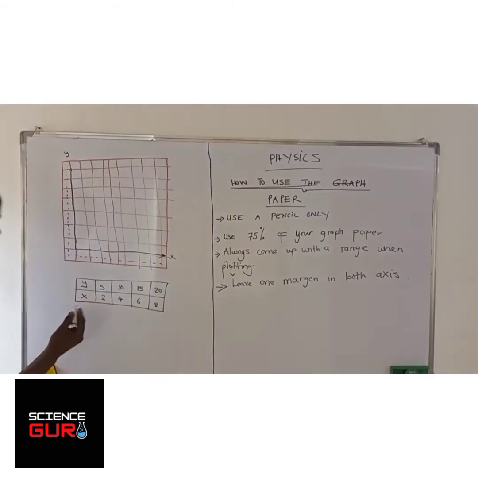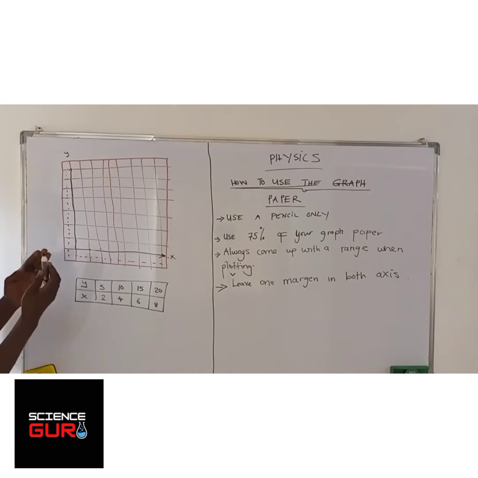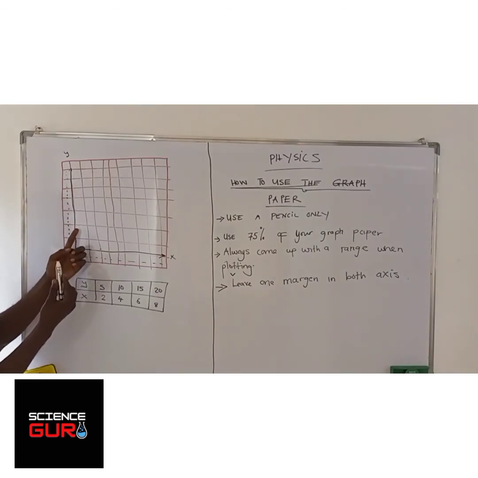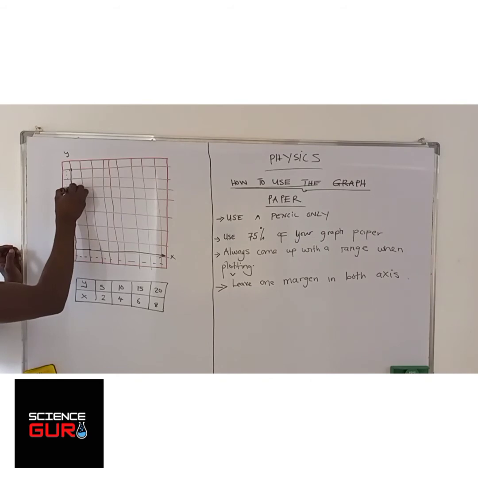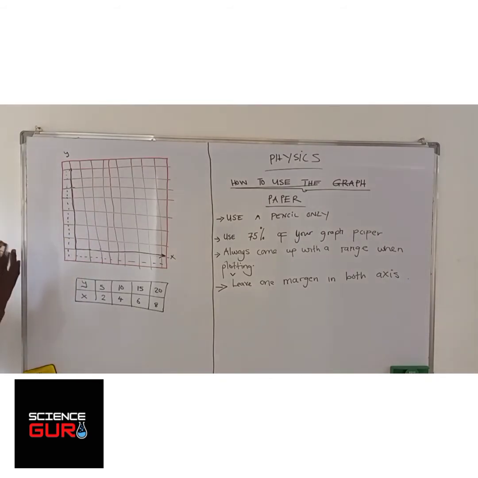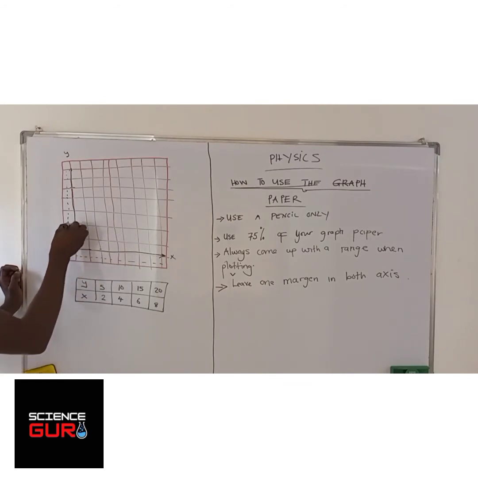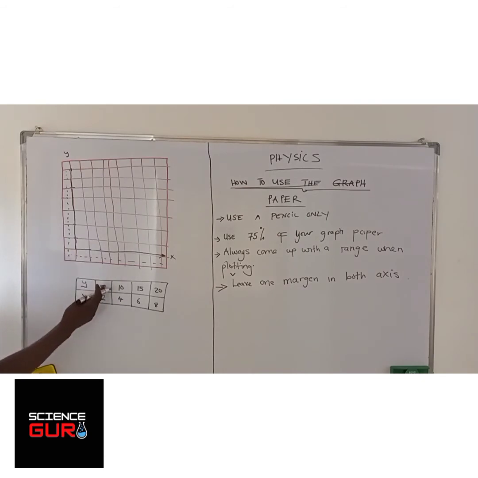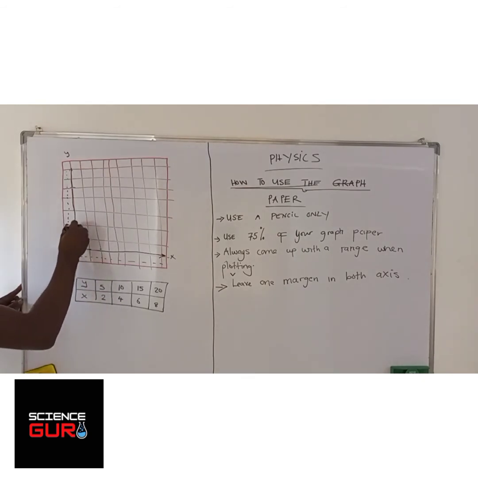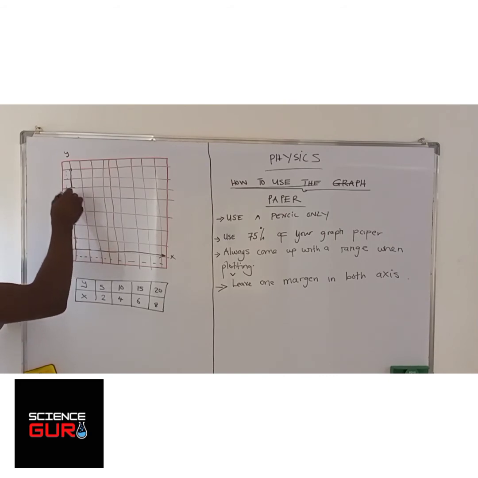I'm told to plot this. Now when I'm plotting, I must make sure that I use 75% of my graph paper. Maybe my 75% is somewhere here, or you say I've used 3/4. Now how do I plot this? I just come up with the range. Let me assume that I'm counting this to be 10. If I count 10, 20, 30, 40, it won't make sense. So I change. Let me be counting 5: 5, 10, 15, 20, 25.